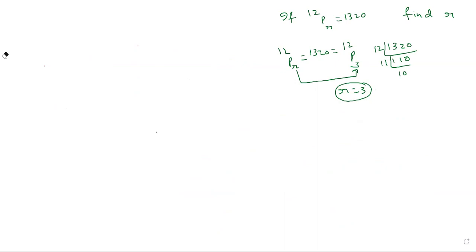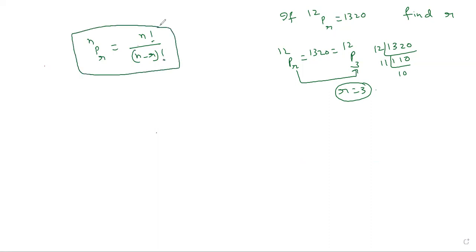Now questions based on NPR. What is NPR? N factorial by n minus r factorial. Okay, questions based on this formula. How do they ask the question? Observe here.